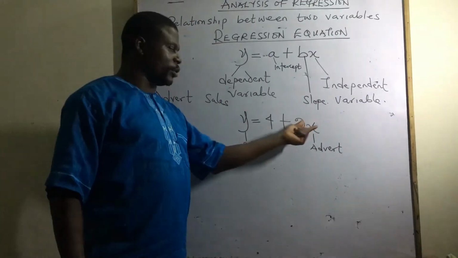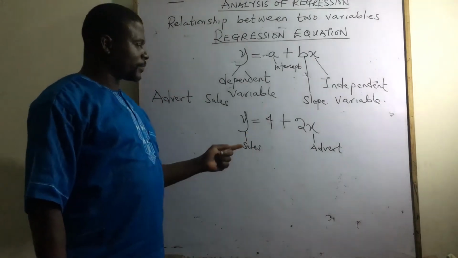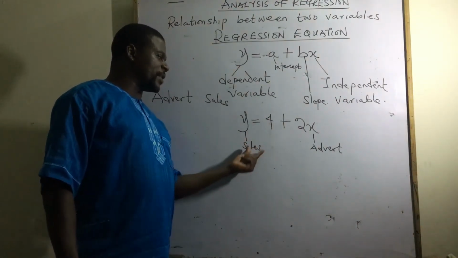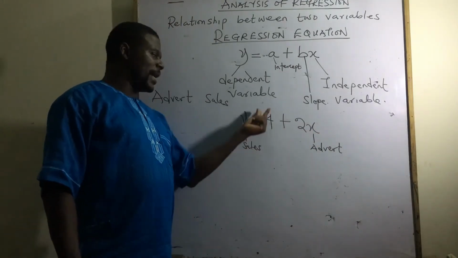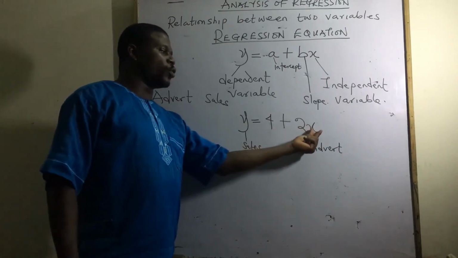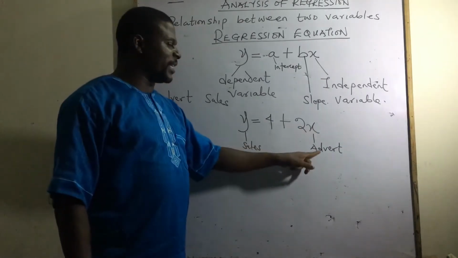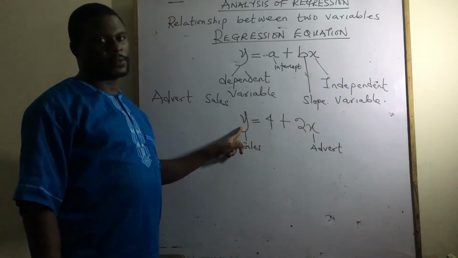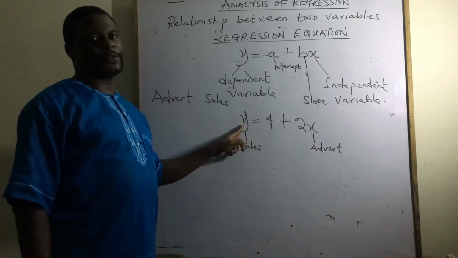Now, what this equation is showing, if I want to interpret 4 and 2, is that the value of sales is 4 when there is no advert. That's how to interpret that 4. Then this 2, how do you interpret it? A unit change in advert will bring about 2 times increase in sales.